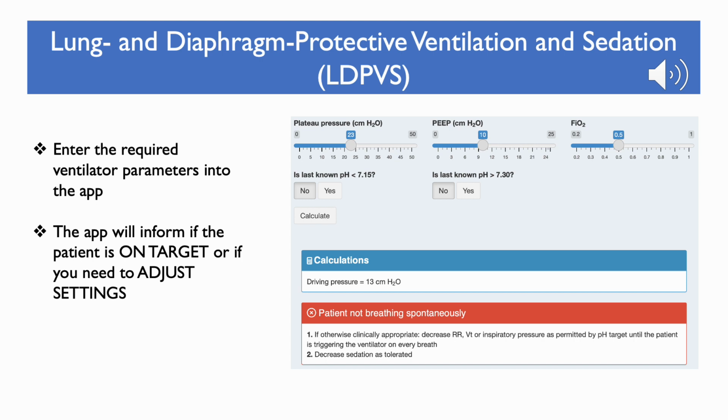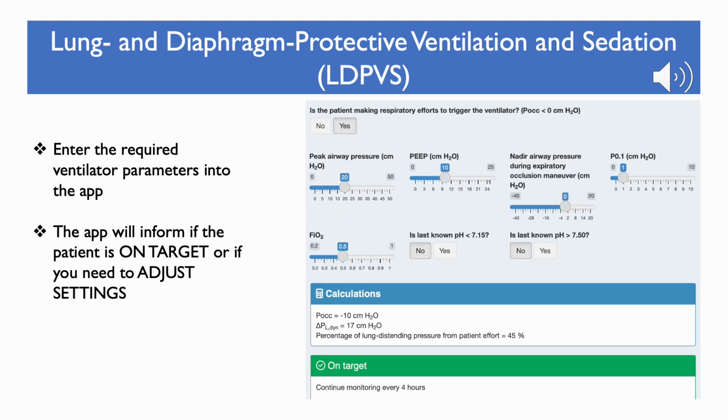However, because the goal of the LDPVS strategy is to get the patient breathing as soon as possible, the protocol still suggests changes to ventilation and sedation to promote spontaneous breathing while otherwise maintaining the current ventilation targets. Here is another scenario. Now the patient is breathing spontaneously during mechanical ventilation, and both respiratory effort and lung distending pressure are on target. The app advises that the patient is on target.